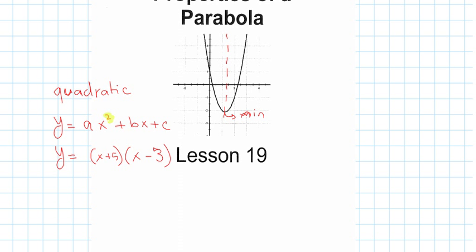Now we're going to look at the features of the parabola. The name of the graph is called a parabola. We're going to look at the features of the parabola, and then later on in grade 11 we learn how to actually take the equation and graph the parabola. Right now we're going to learn about the different features of these parabolas.